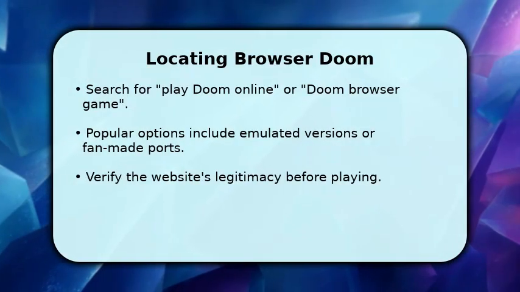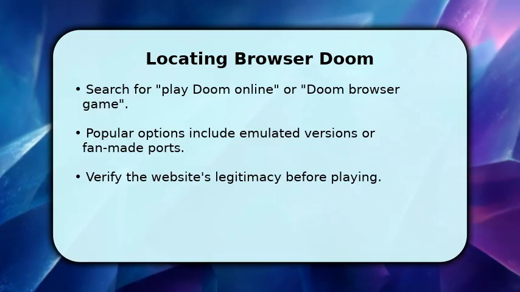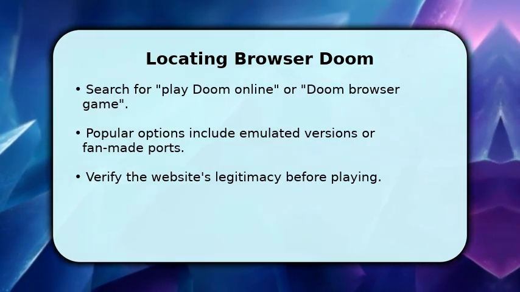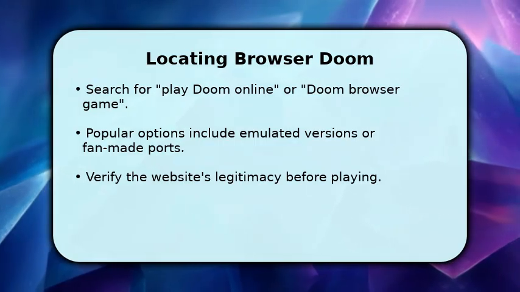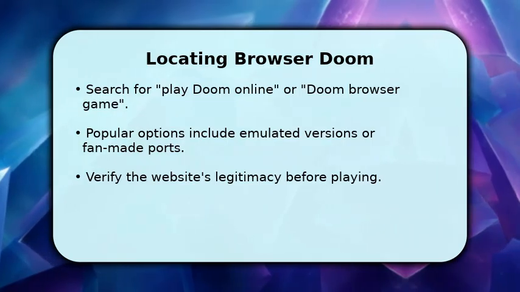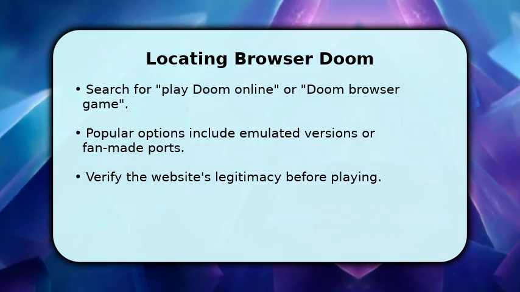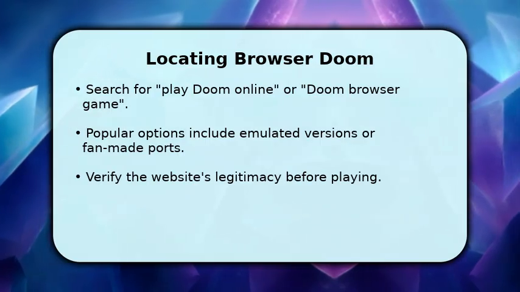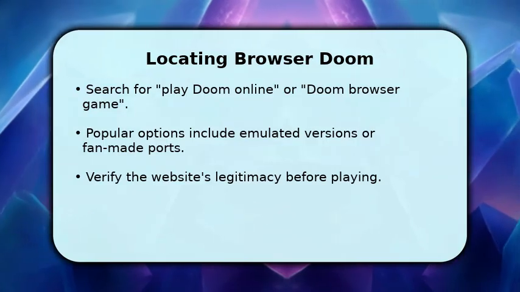To find a browser version, simply use a search engine and type phrases like Play Doom Online or Doom Browser Game. You will discover various options, including emulated versions and fan-made ports. Always take a moment to verify the website's legitimacy to ensure a safe experience. Look for sites that provide clear instructions and control layouts, making it easier to jump right into the action. Happy hunting for your perfect browser Doom.